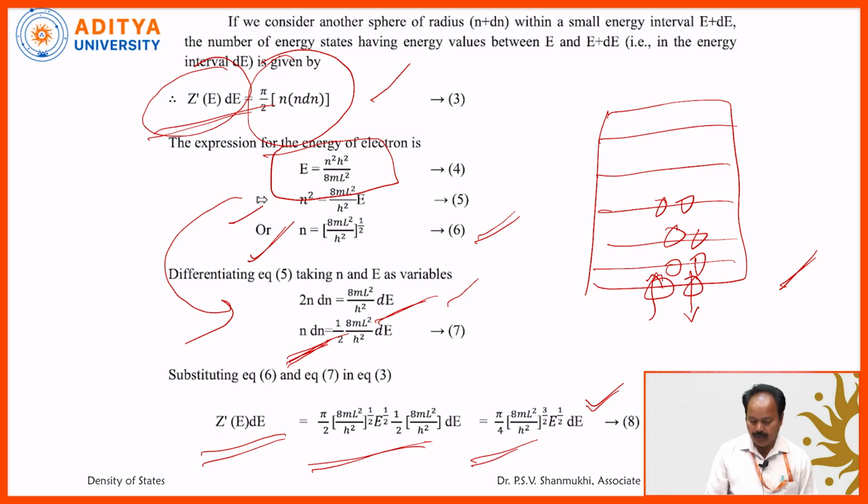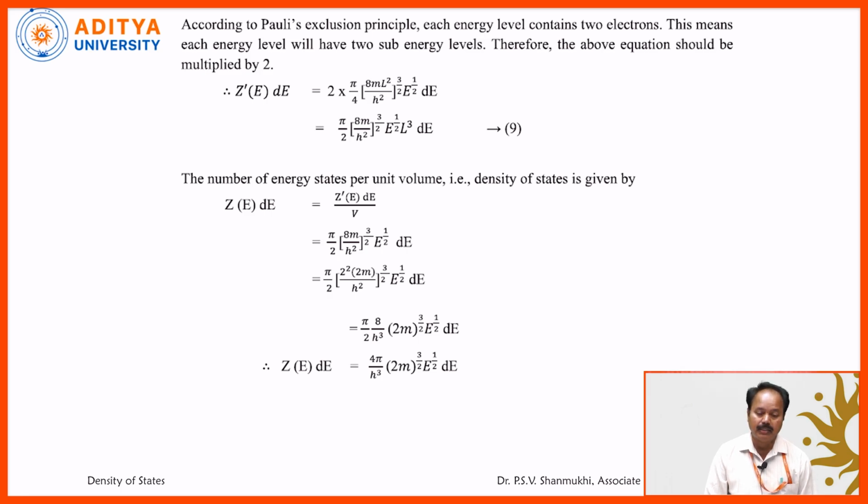That's why I want to write about the density of energy states now. Again, it is also denoted by Z of E dE. So, it is multiplied with 2.